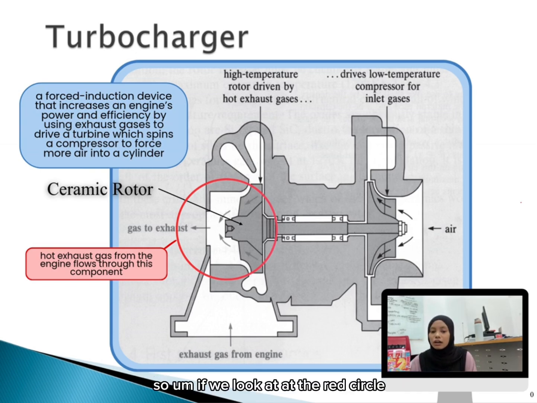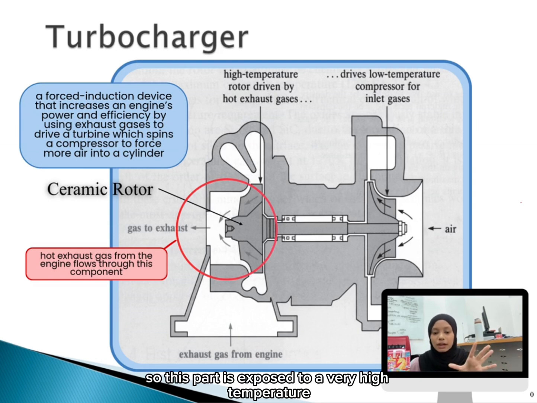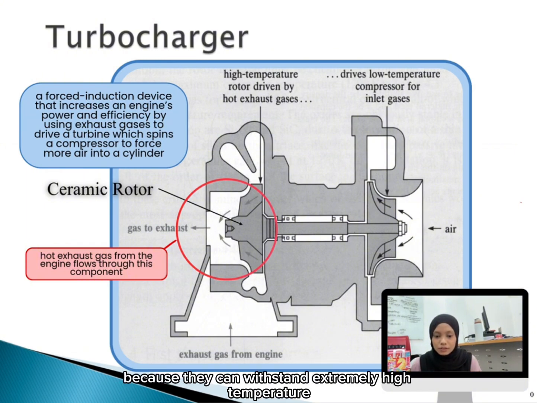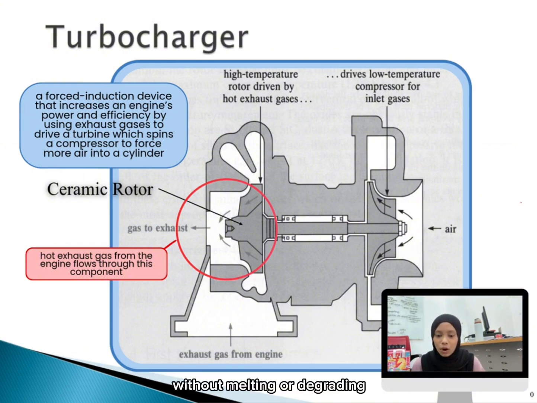So, if we look at the red circle, hot exhaust gas from the engine flows through this component. So this part is exposed to a very high temperature, and these ceramics are used here because they can withstand extremely high temperature without melting or degrading. They also have good thermal stability and do not react easily with gases.